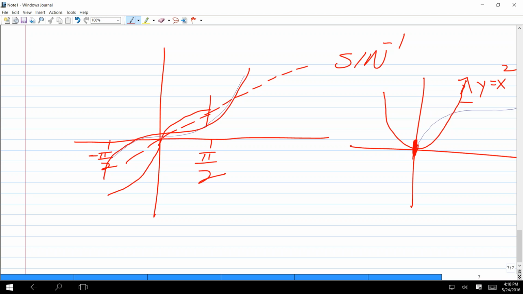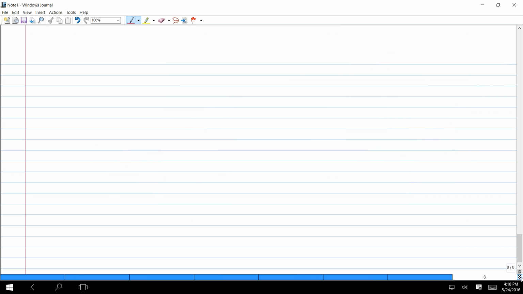Okay. So that's why they're talking about whether a function is one to one or not. If it's one to one, you can talk about its inverse. If it isn't, you have to do other things before you can talk about its inverse.